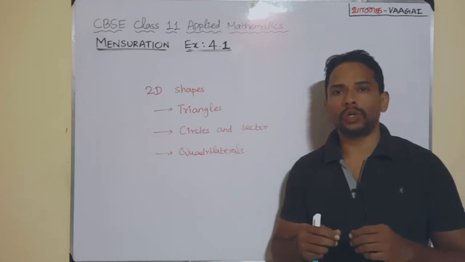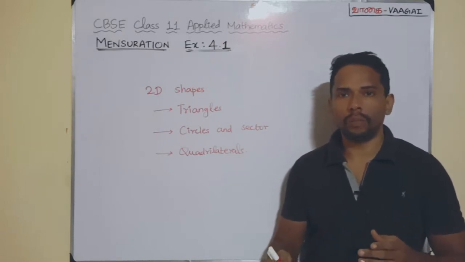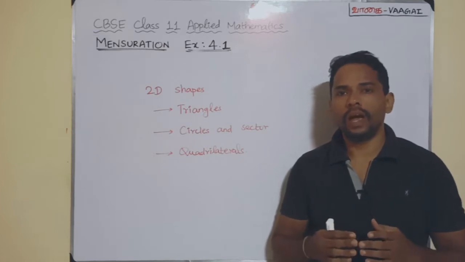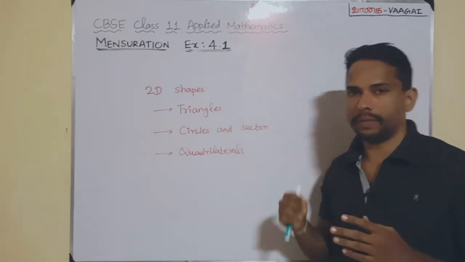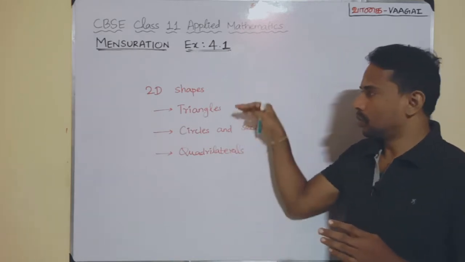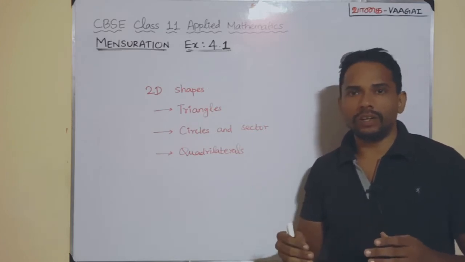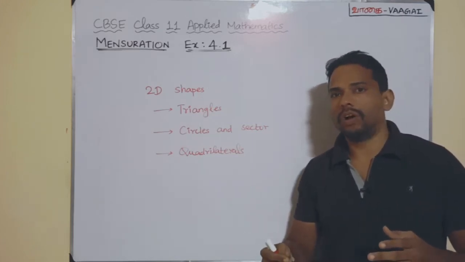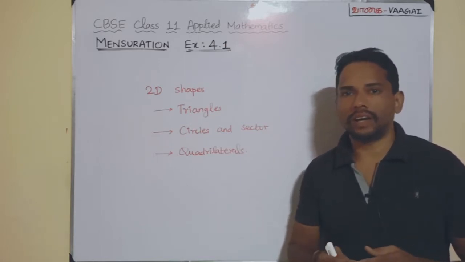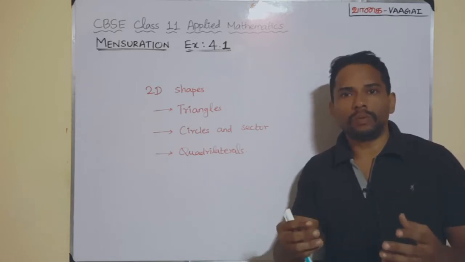This session we are about to solve exercise 4.1 and it is based on the topic mensuration. And if you see here we have got more problems and they are all based on 2D shapes. So you'll get questions based on triangles. We see different types of triangles, right? Equilateral triangle, isosceles triangle, right angle triangle, scalene triangle. Based on all these concepts, you will get questions here.